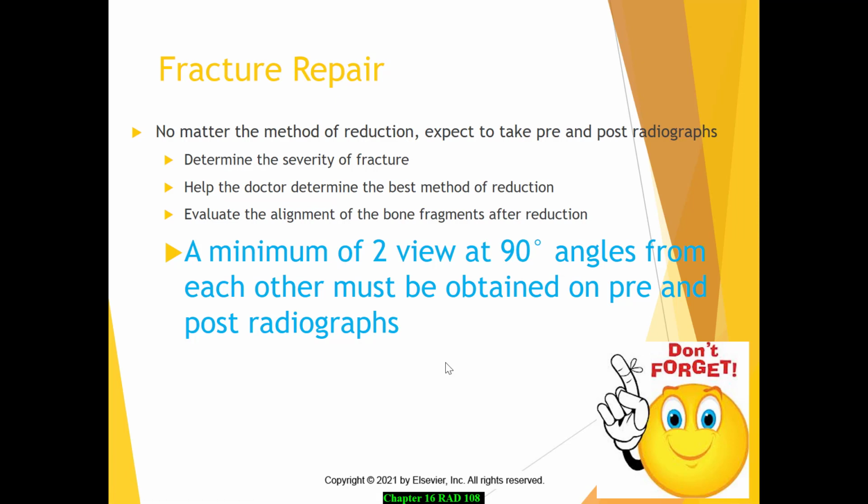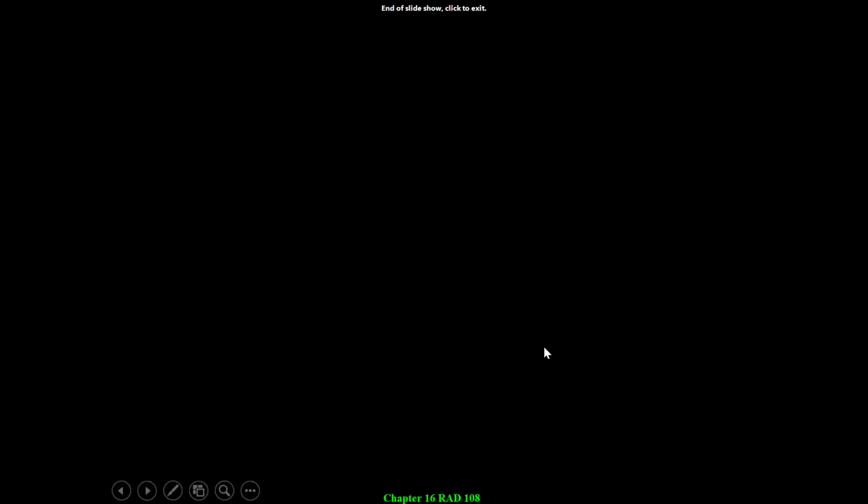So no matter what method of reduction is taking place, we're probably going to have a pre and a post radiograph. Pre will help determine the severity of that fracture and help the doctor determine what do I need to do. And that's why we have to have 90-degree angle films from one another, so that helps them to determine what they're going to do. Is it going to be a closed reduction or an open reduction?